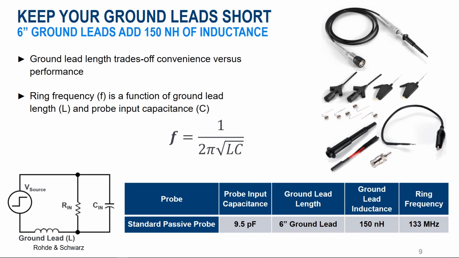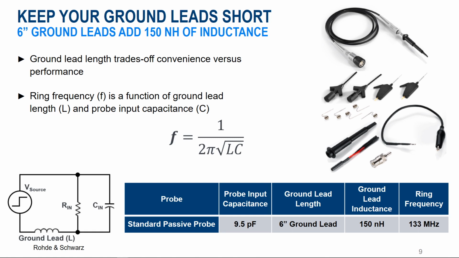Passive probes typically include multiple grounding options. A long ground lead, usually around 6 inches, is most commonly used because you can make measurements within a 6-inch radius. While convenient, this long ground lead trades off performance and ultimately measurement uncertainty. Let's consider the possible problems that can arise from improper grounding.